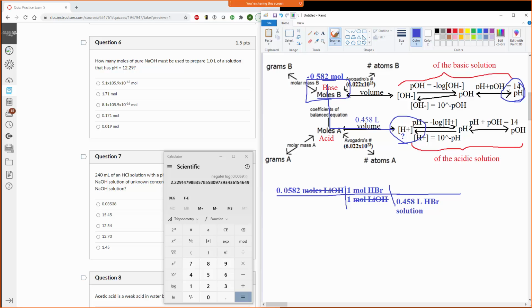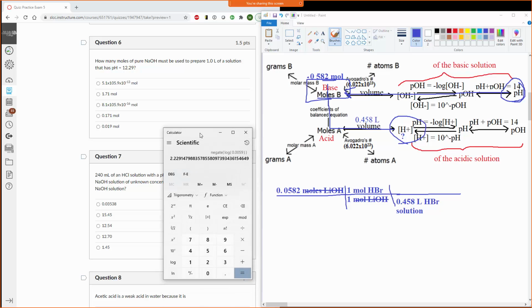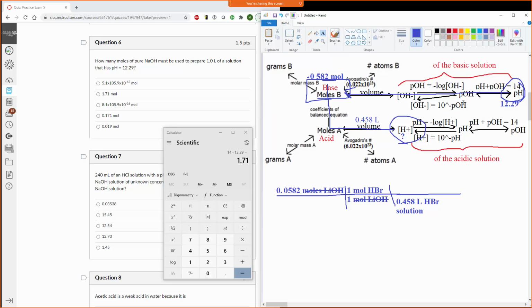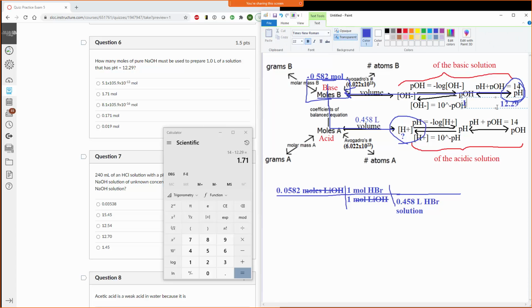So I'm just going to follow this little chart right there and start by saying the pH of a basic solution isn't actually that useful. I need the pOH, so I'm going to subtract 14 minus 12.29 gives me a pOH of 1.71, right? So this was 12.29. Oops. 12.29. Plug it in backwards. 1.71 is my pOH.